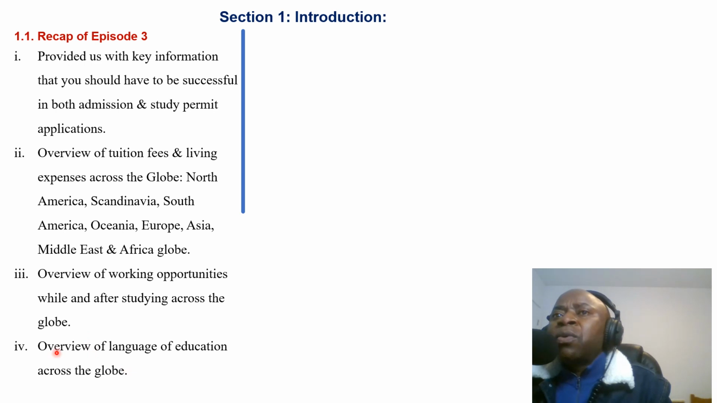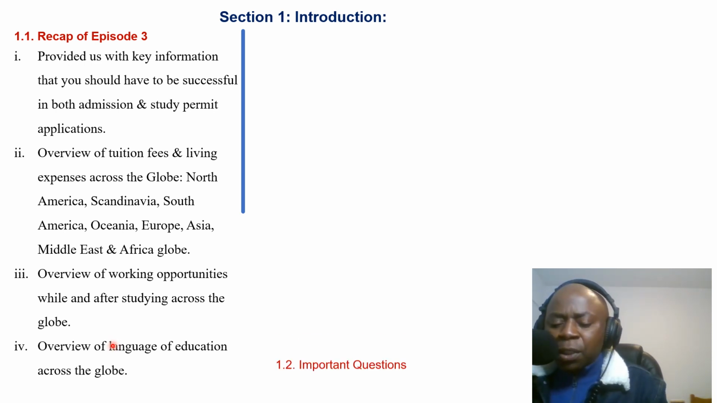Then we also looked at another key point, which is language. You should know that for most countries in the world, their national language is not English, though you could get English courses of study in most of the developed countries. So to have a better opportunity of working while studying, it might be good to pay attention and learn their national language while studying.